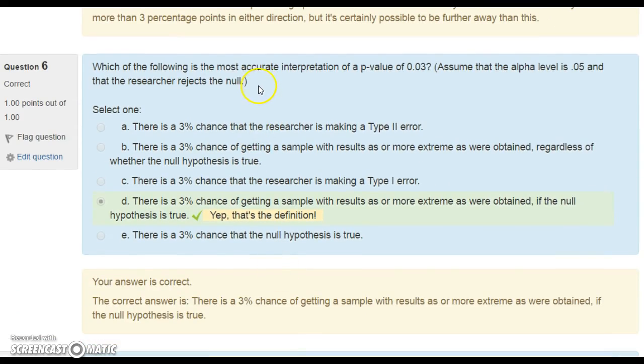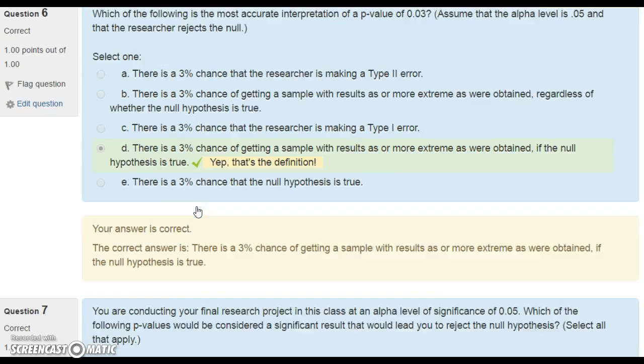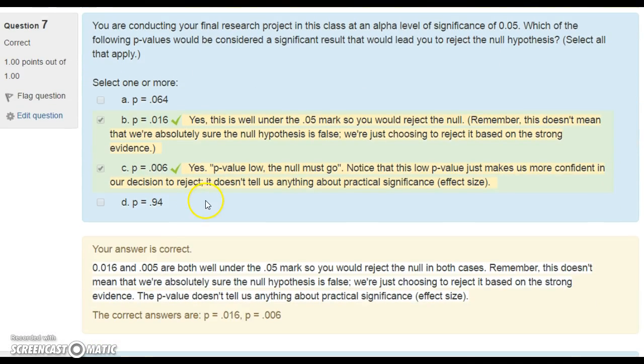Here, this is just a definition of p-value. Make sure that you know this part. We're assuming the null hypothesis is true, otherwise we can't draw the normal distribution to work with. So we assume that's true, and then there's a 3% chance that we're going to get our results or something even further out into the tails. With an alpha level of 0.05, you'd be looking for p-values that are less than that in order to reject the null, and both of these numbers are less than 0.05.